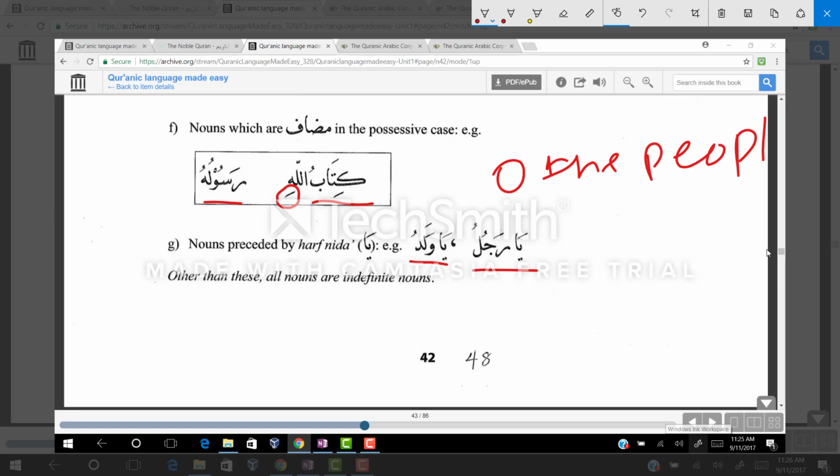So the nouns preceded by harf nida are all the marifa nouns or the definite nouns. So here rajulu and waladu are marifa nouns. Ya rajulu is oh man, and ya waladu is oh boy. So any nouns which are preceded by the harf nida ya, they are the marifa nouns or the definite nouns. And other than these, all the nouns are indefinite nouns or nakira nouns. So these are the list of the marifa nouns.